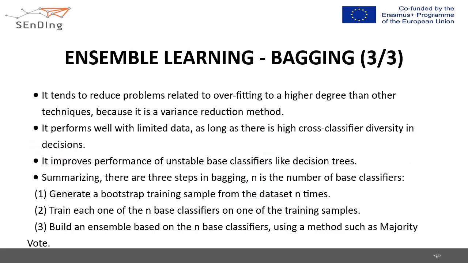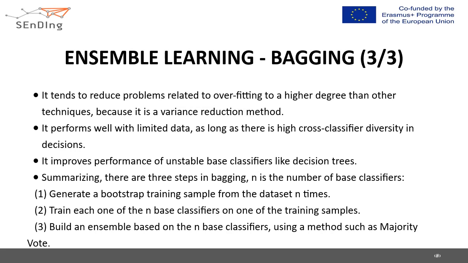It tends to reduce problems related to overfitting to a higher degree than other techniques, because it is a variance reduction method. It performs well with limited data, as long as there is high cross-classifier diversity in decisions. It improves performance of unstable base classifiers like decision trees.